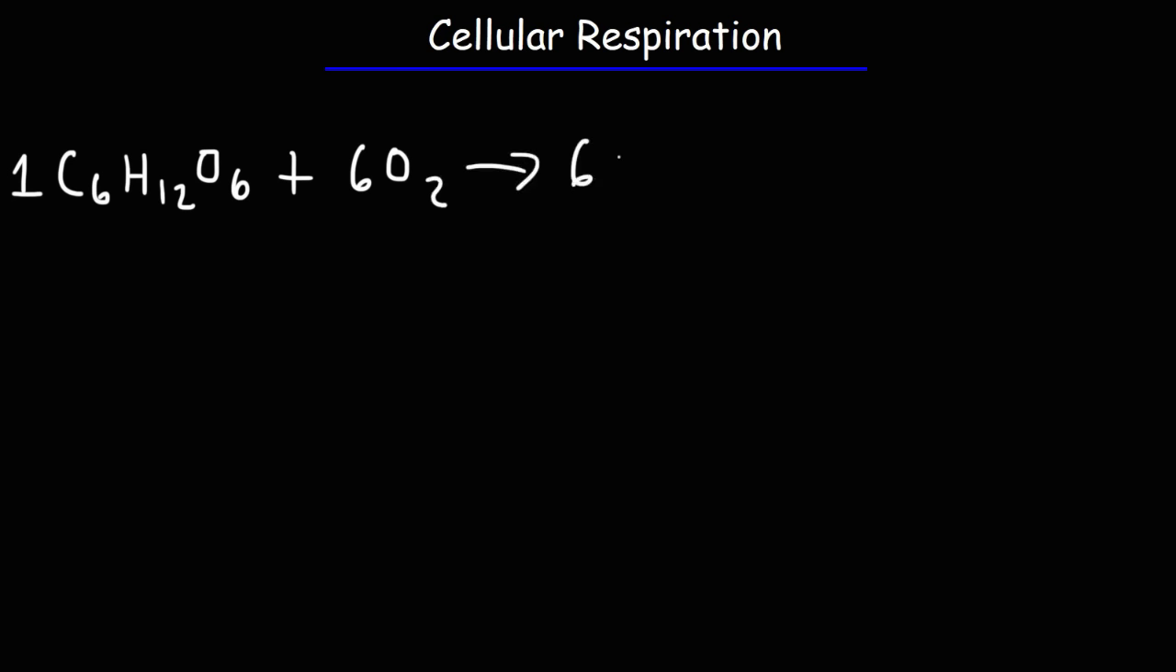In this video, we're going to focus on cellular respiration. Cellular respiration is the process by which we derive energy from food. In cellular respiration, we're going to take one molecule of glucose, which has the chemical formula C6H12O6, and it's going to react with six molecules of oxygen to produce six molecules of carbon dioxide and six molecules of water. And this process is going to release energy.